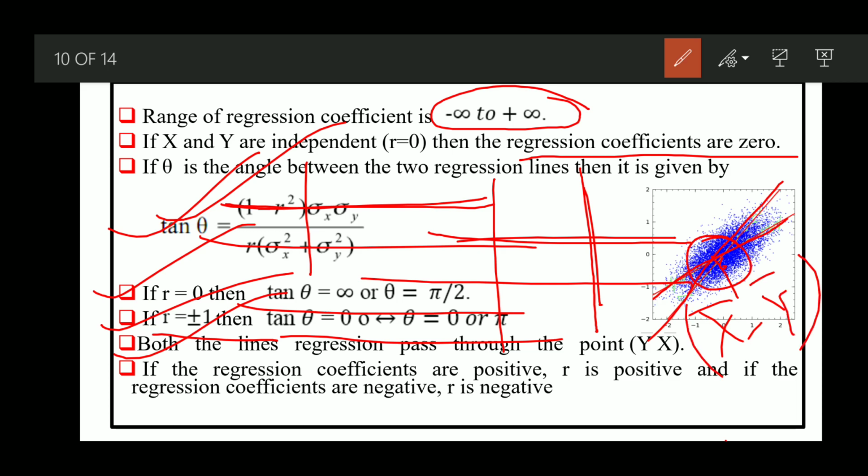It is a must. Next, if the regression coefficients are positive, that means if your beta and beta 1, that is the regression coefficient of y on x and the regression coefficient of x on y, are positive, then r must be positive. That means the sign of the regression coefficient and the correlation coefficient are the same.